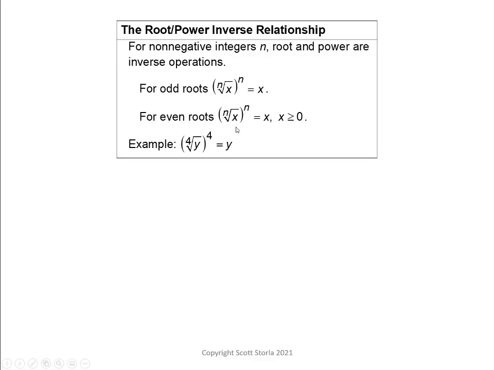One thing you do have to be concerned about, though, is with even roots, make sure that your radicand is non-negative. That is, it's 0 or positive. But as an example, remember the square root of -4 isn't a real number. And that's why we've included this idea here. So now, why is it working?